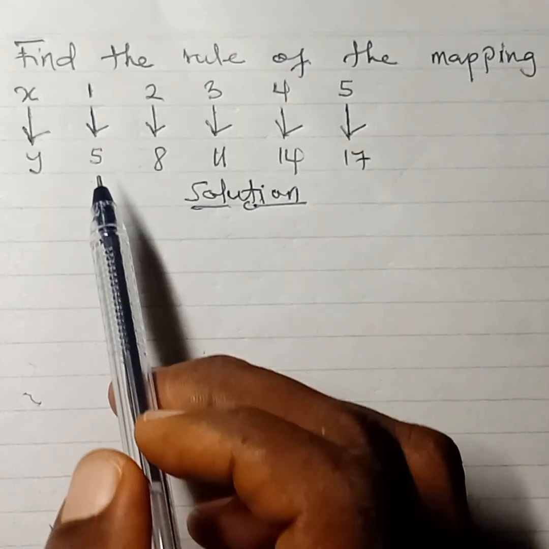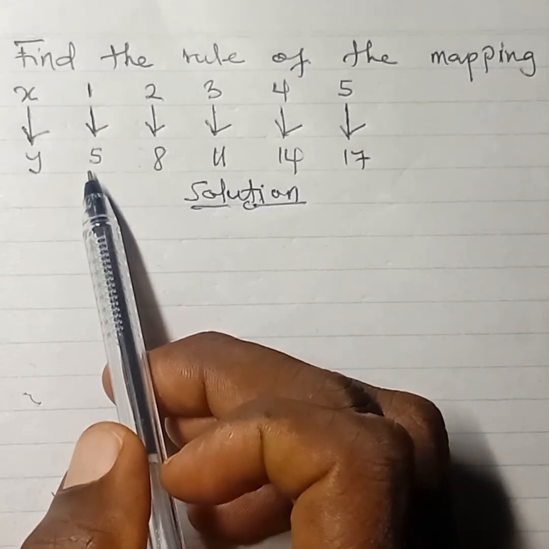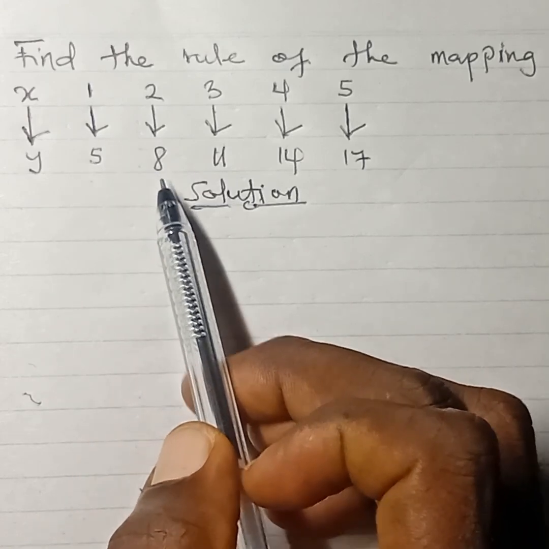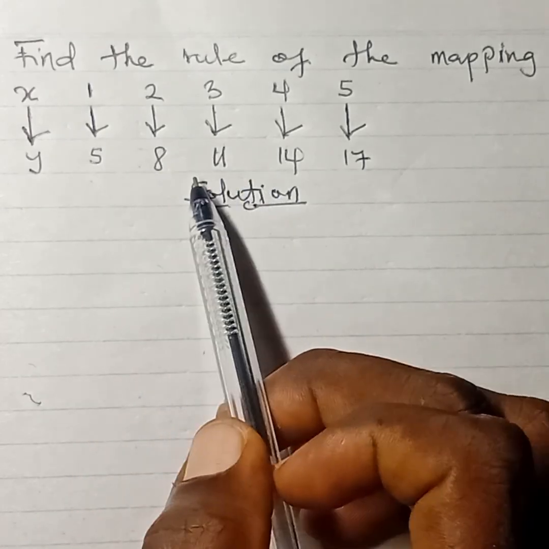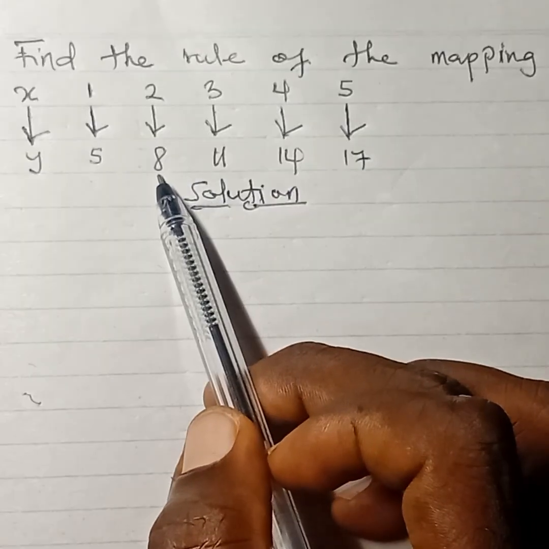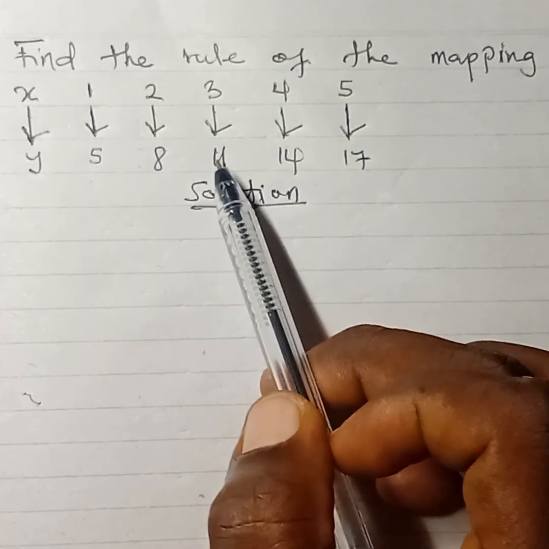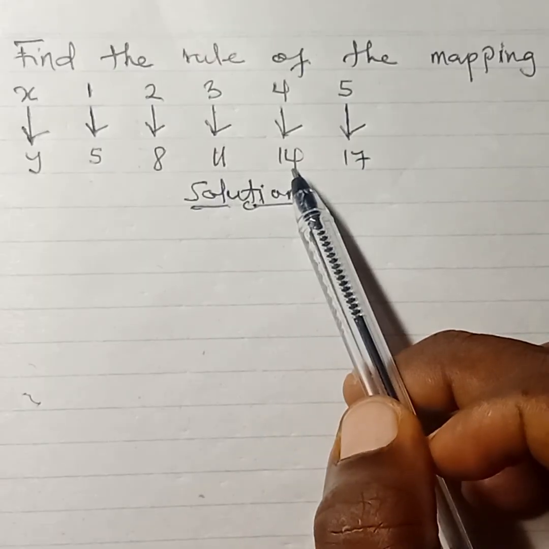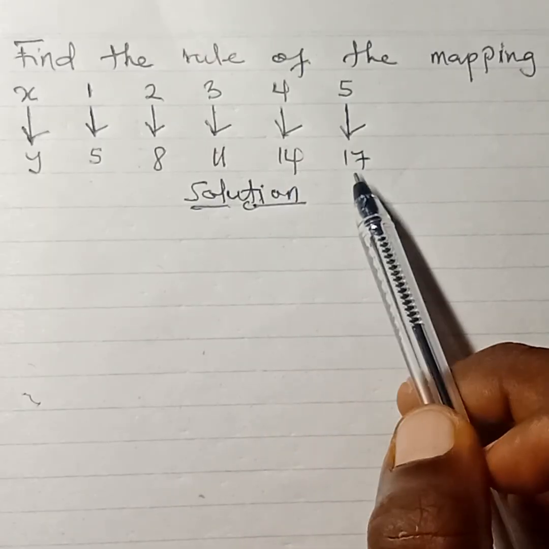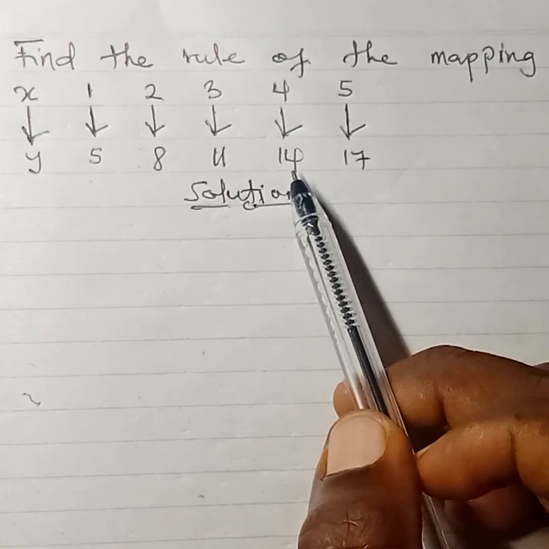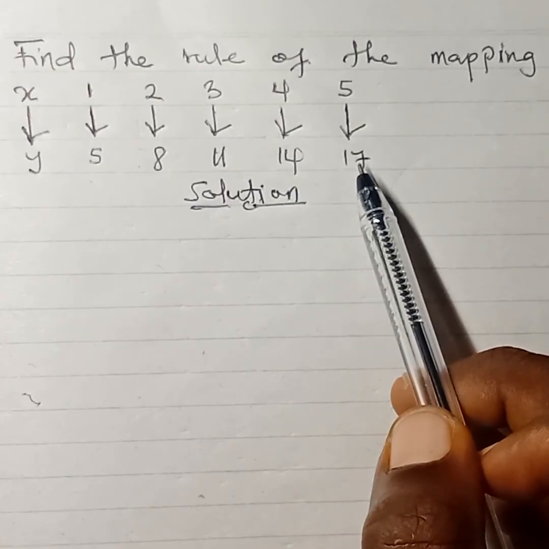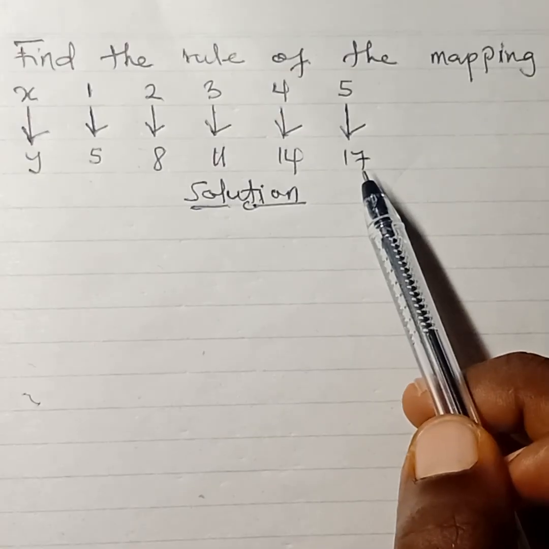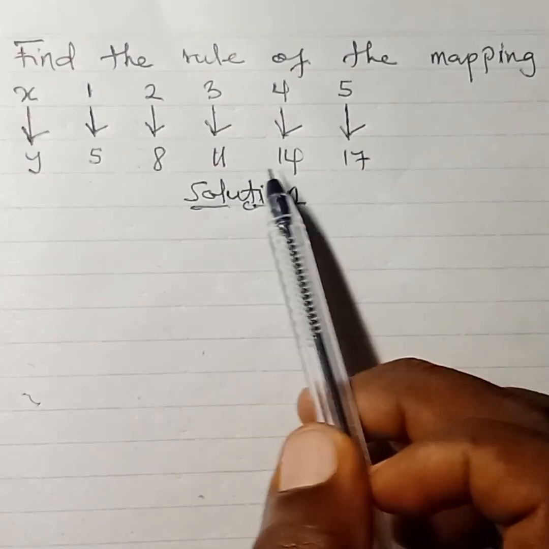From 5, you can see they added 3 to 5 to get 8. From 8 to 11, they also added 3. From 11 to 14, they also added 3. From 14 to 17, they also added 3, right? Since we have a constant number of 3 here, we can say this mapping is a what?